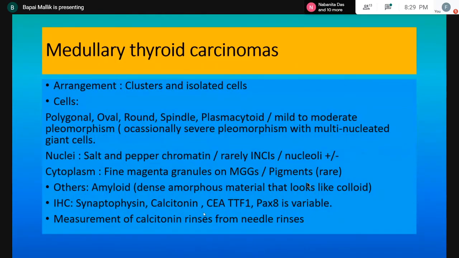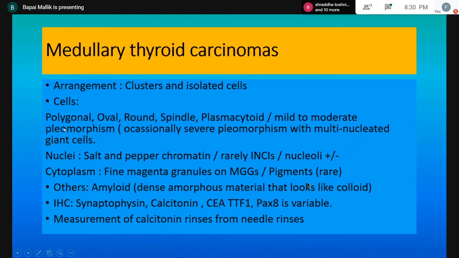Right, next, the big group, medullary thyroid carcinoma. So we are through with papillary thyroid carcinomas. We are going to be visiting it once more, just for a short while, a little bit later. Medullary thyroid carcinomas are one tumor which, I think, like melanomas, can look like anything. You dream of any morphological pattern, and medullary thyroid carcinomas can have it. Most of the time, the cells are present in clusters or as isolated cells.